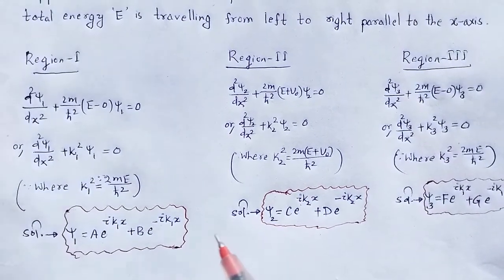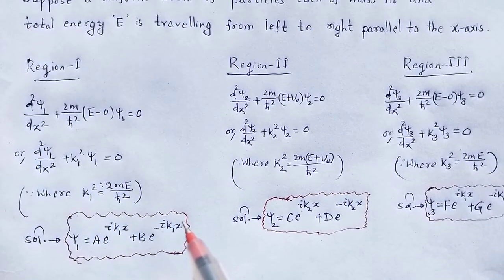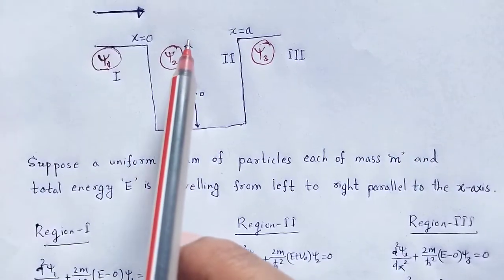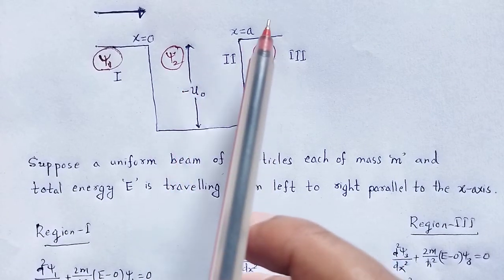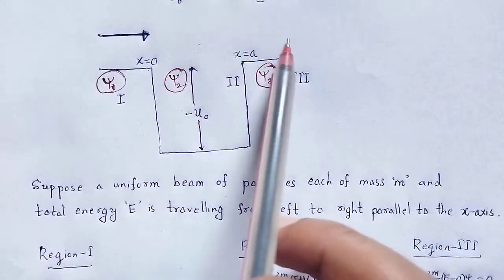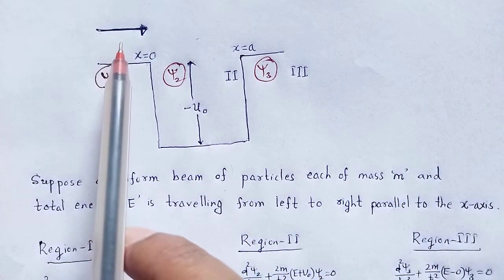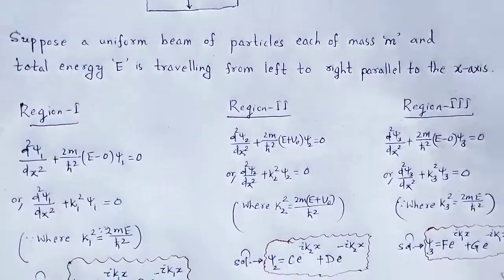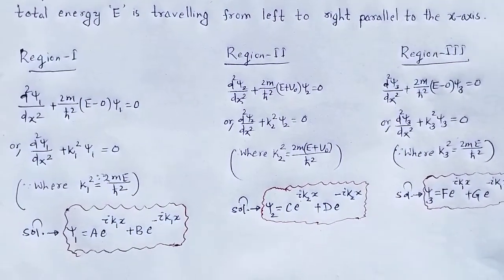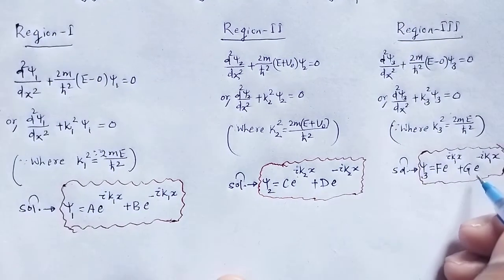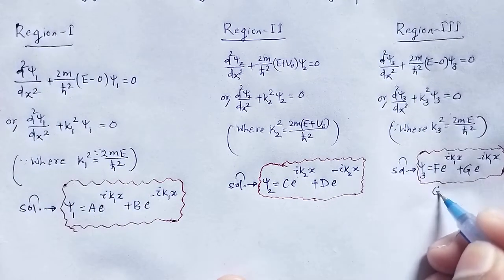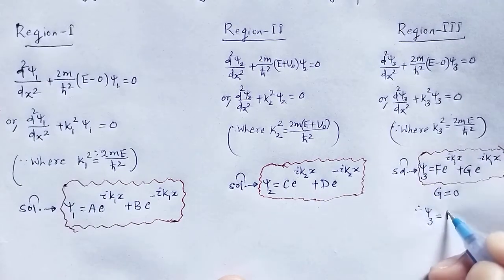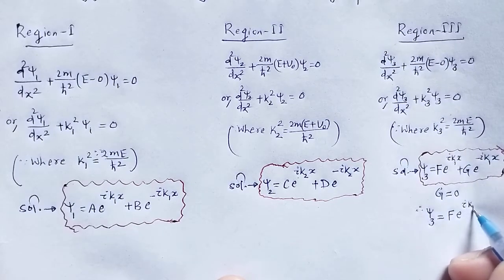Since no stream is travelling from right to left, but we consider the beam to be travelling from left to right, the term G will be 0; there is no significance of the G term. Therefore psi 3 is equal to F e to the power i k1 x.